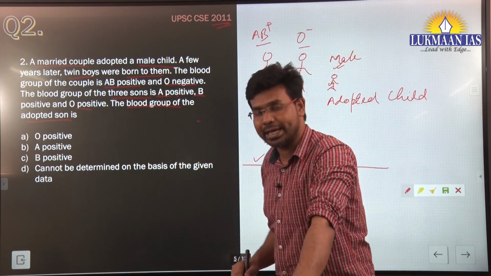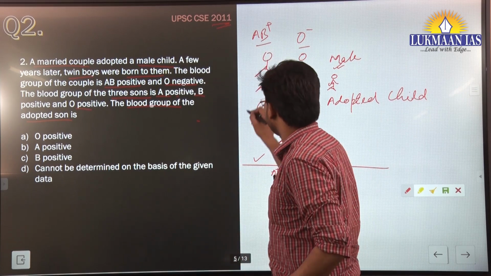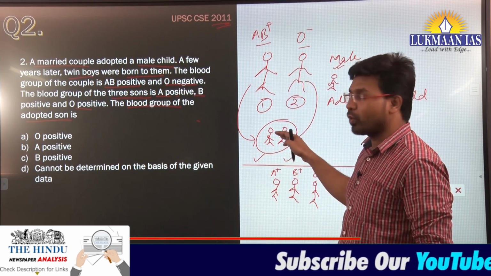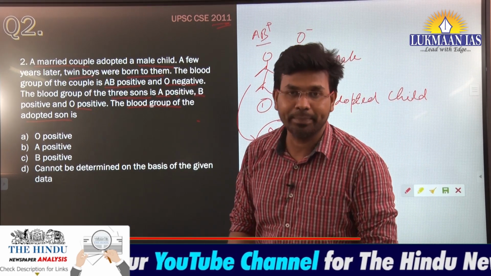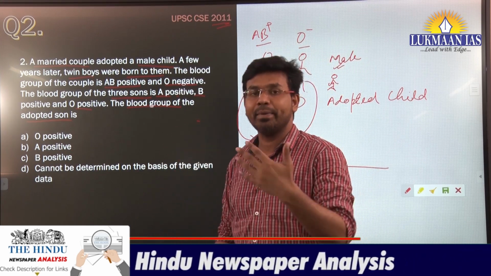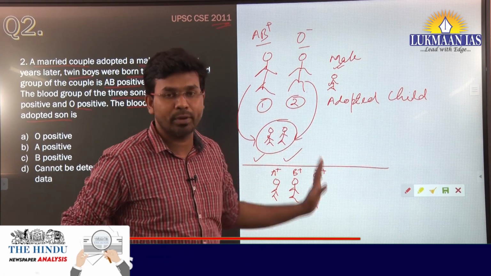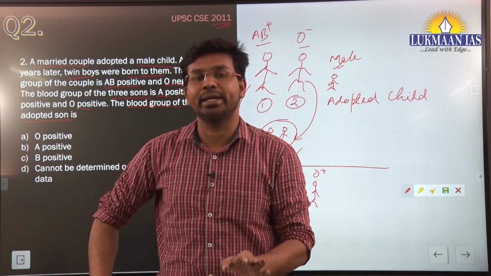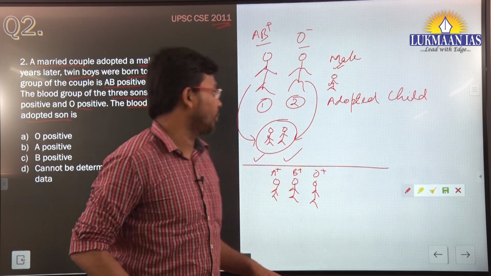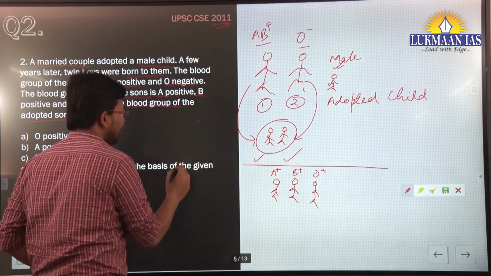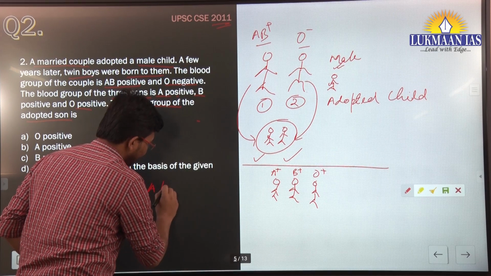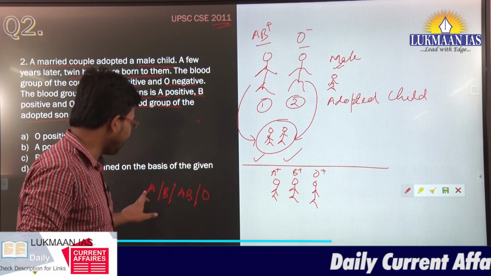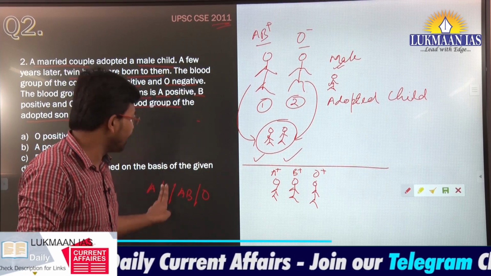Here we need to understand that those children born to this particular couple will have their blood group decided by the blood group of their parents, but the adopted child may have a blood group which may not resemble the blood group of the parents. Apart from this, it is also important to understand that every human being has one or another type of blood group. So what can be the different types of blood group? We can have A, B, AB or O. These can be the different types of blood group: A blood group, B blood group, AB blood group and O.